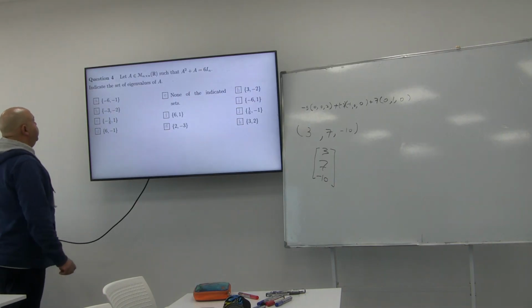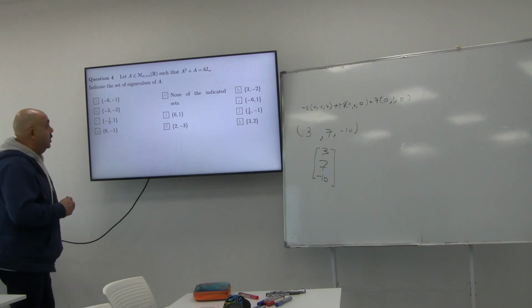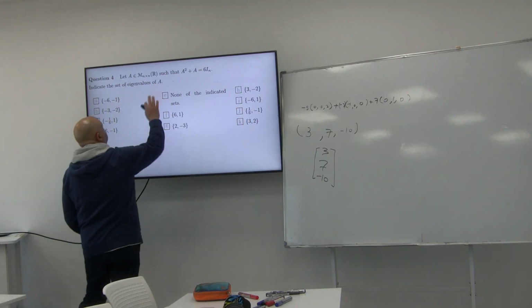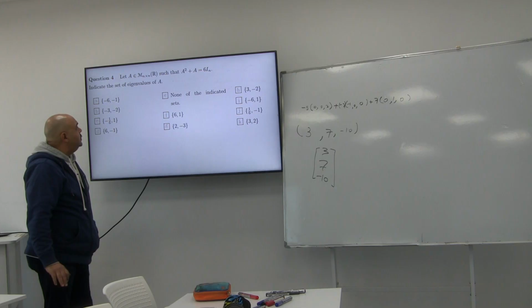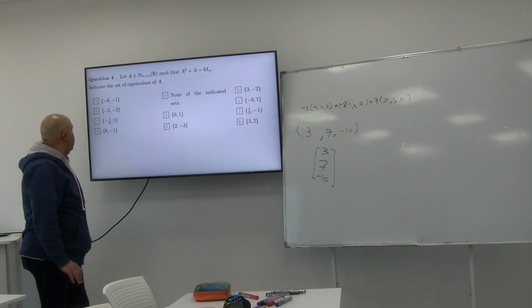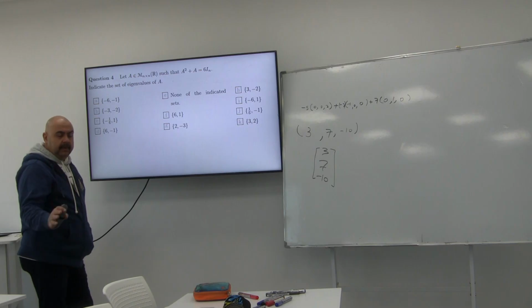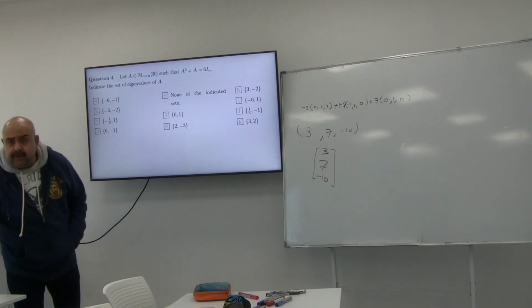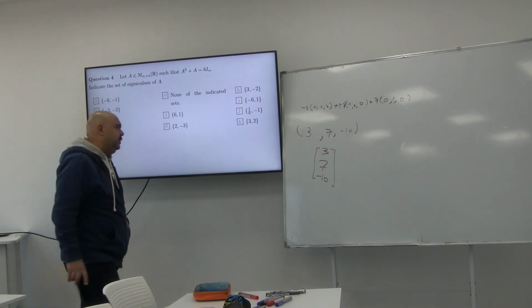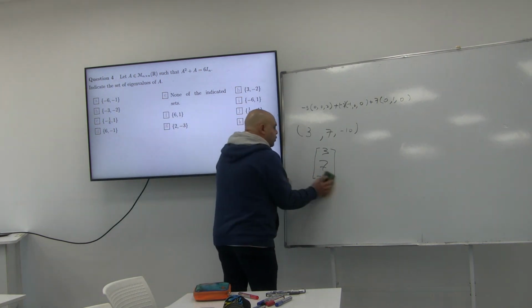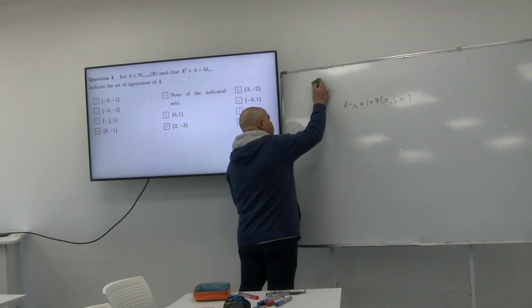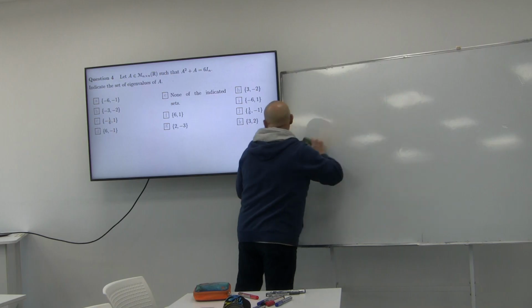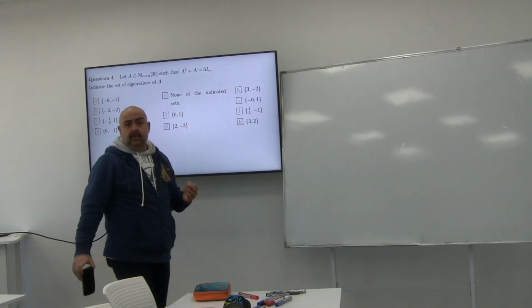Okay, for question number 4, that's a good question. He's asking you about A which belongs to the square matrices such that A squared plus A equals 6I. Indicate the set of eigenvalues of A. Stop. Now, to get the eigenvalues and the eigenvectors, I can get them from the definition and also I can get them from a normal problem. Here, he's giving you the definition.